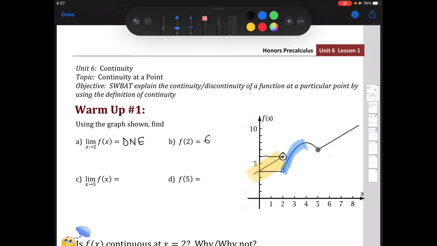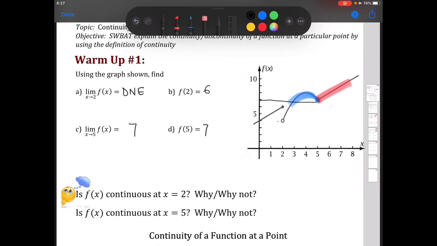And C is limit as x approaches 5 from the left. If I do it from the left, what value is it approaching? 7? Yes, it is 7. And from the right, it is approaching the same number, so this would be 7. And f of 5, there's a hole and a filled circle, so that is 7, right? That was our last unit, limits.